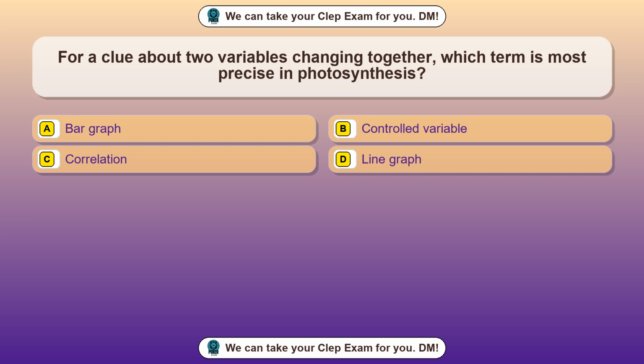Question 83. For a clue about two variables changing together, which term is most precise in photosynthesis? Option A, bar graph. Option B, controlled variable. Option C, correlation.